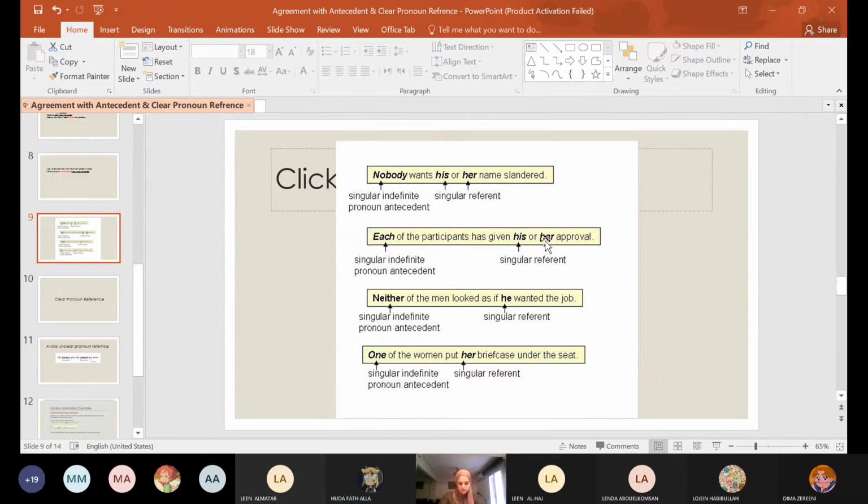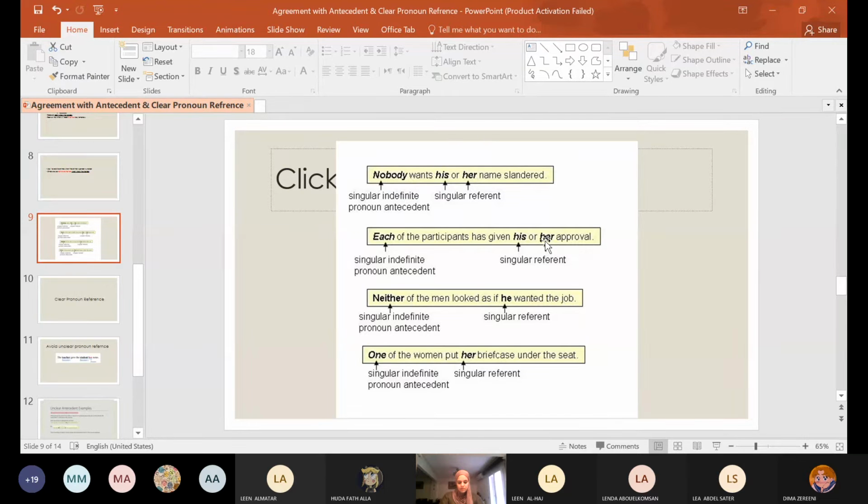Number 9. Peter, Paul, and Mary harmonize his or her parts. It will be their. Why? Because there are three, combined by and. Excellent.